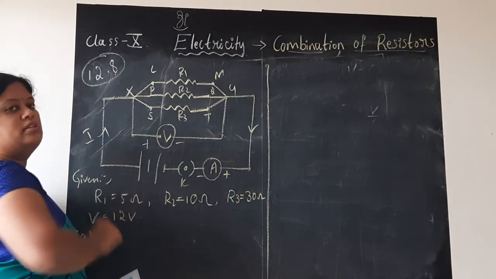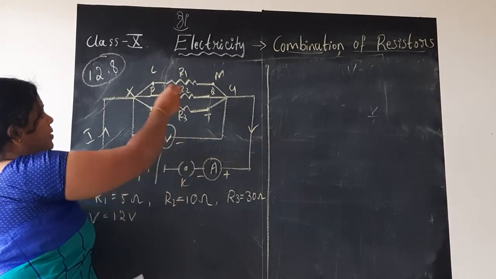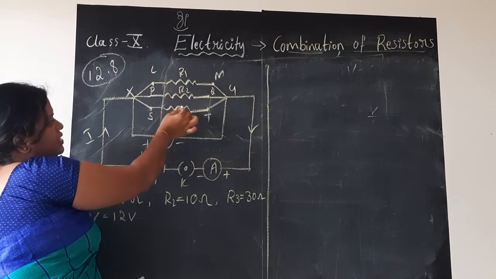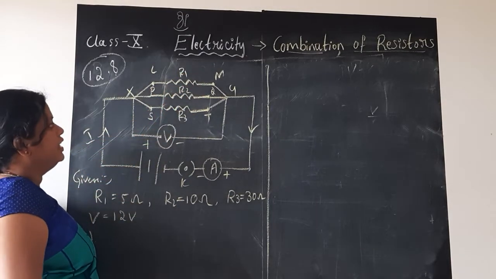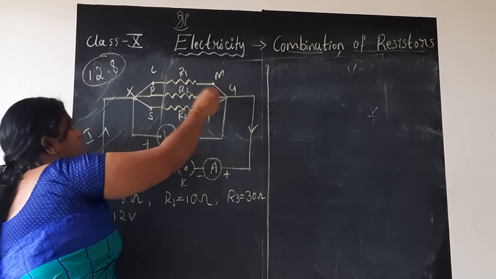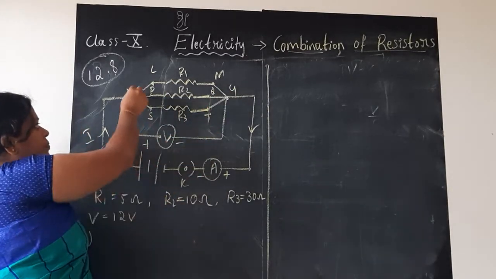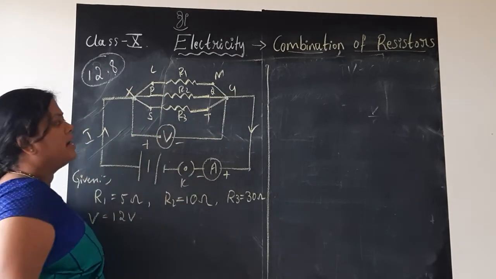So they are referring to this circuit diagram in your textbook. You can see three resistors R1, R2, R3 are connected in parallel, which are meeting at the junctions X and Y. Voltmeter is connected in parallel to this.